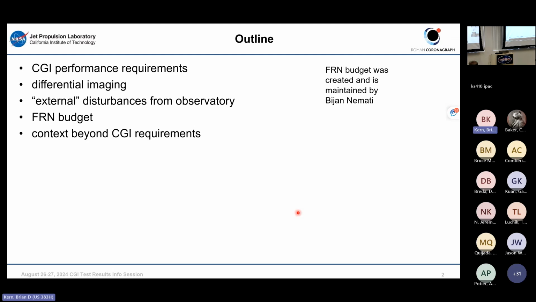As John was previewing, this is going to be a discussion of how all the numbers come together for the performance budgeting. So I'm going to start in the context of the requirements, which is to say, CGI is a tech demo and we're funded to do things at a level that proves that the concepts work. And then I'm going to drift a little in the end towards where could we go from here, but in sort of a hand-wavy, approximate way.